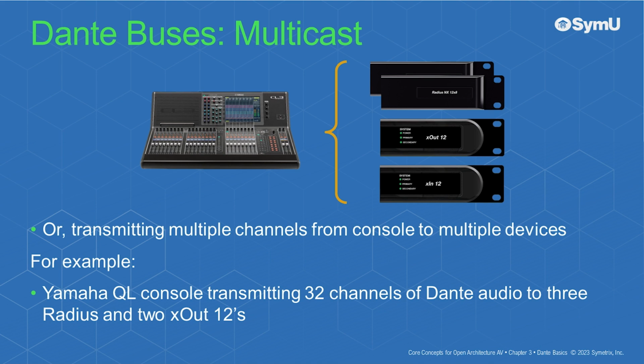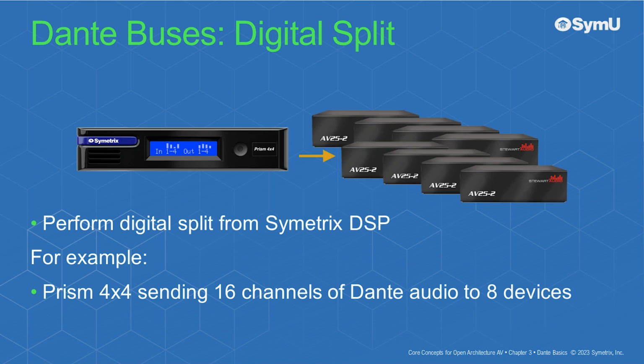This example uses a Yamaha QL console to transmit 32 channels of Dante audio to 3 Radius and 2 XO 12s. Dante can be used to perform a digital split from any Symetrix DSP. This example shows a Prism 4x4 sending 16 channels of Dante audio to 8 different Dante devices.